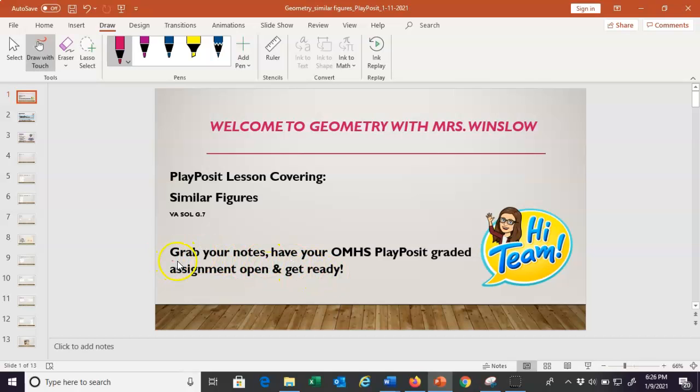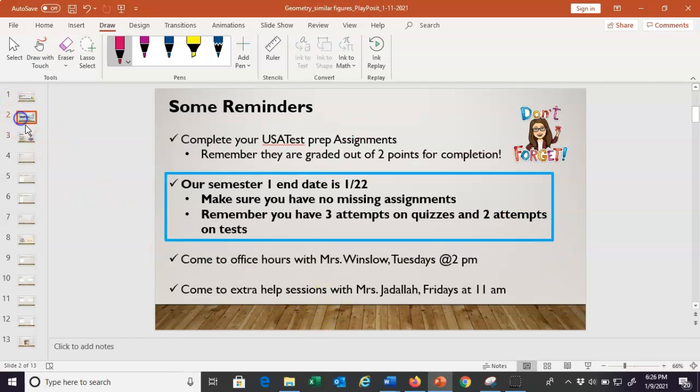One thing about this, grab your notes. Remember that if you use the guided notes that I provide you, they are in that same exact folder where you clicked to open this recording.